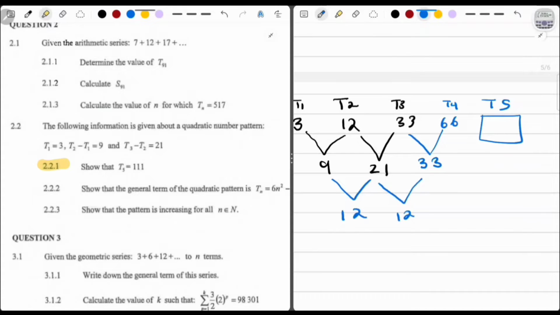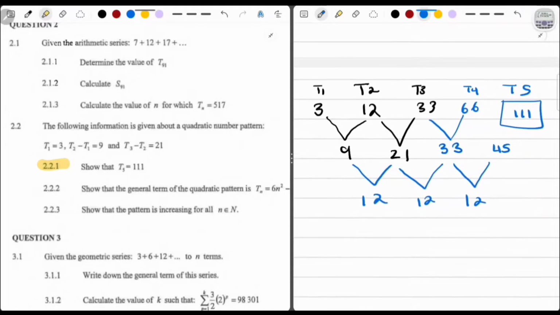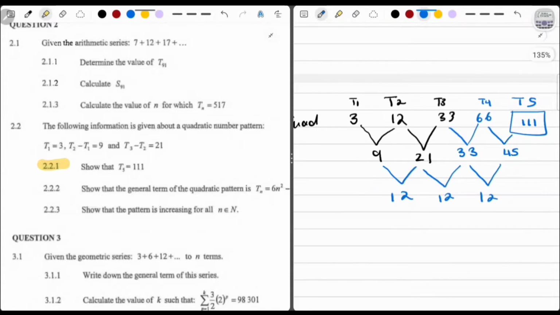Then to find the fifth term, I'm going to do the exact same thing all over again. So I know that the constant difference is constant, so I will have a 12. So 33 plus 12, that is 45. Then 66 plus 45, 60 plus 40 is 100, 6 plus 5 is 11, so 111. There we go. And that's how I would find that.